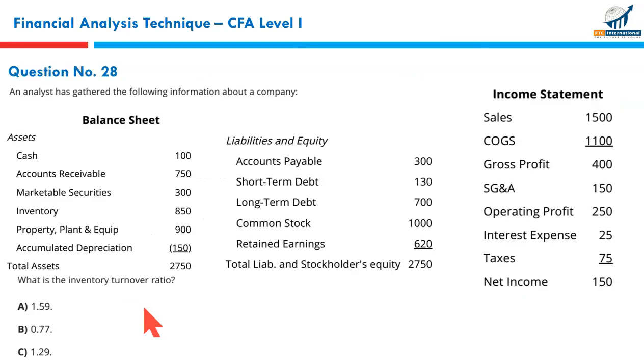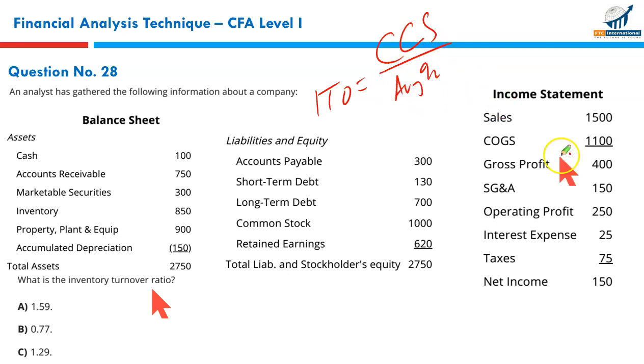Again, a big question apparently, but what is needed is something very small. What is the inventory turnover ratio? What we need is CGS upon average inventory. What is CGS? Right here, 1100. What is the average stock? We have been given the balance sheet for the current year only, so we can't calculate the average.